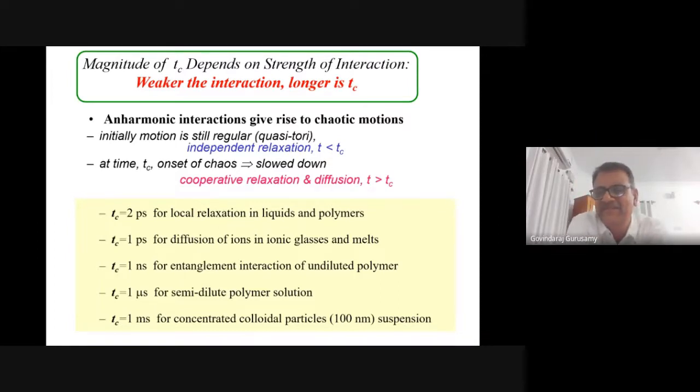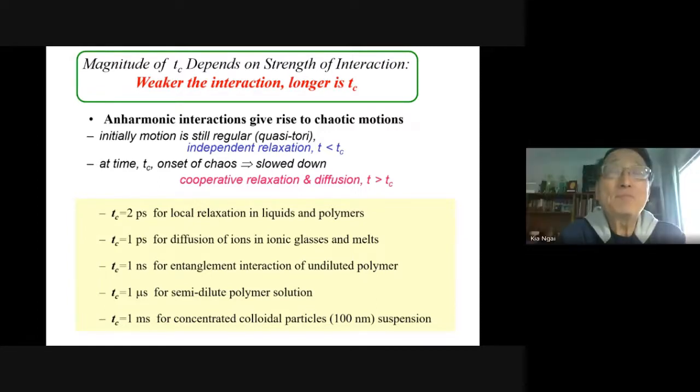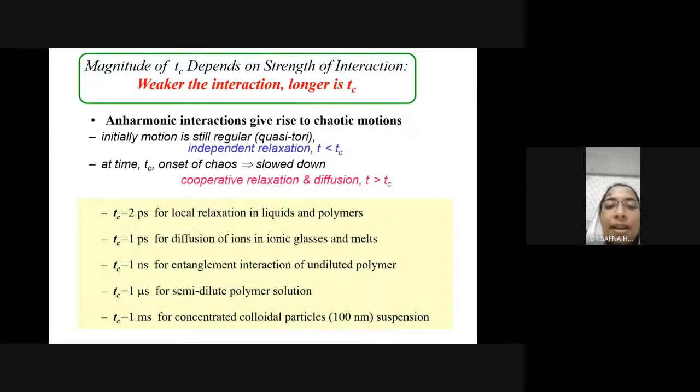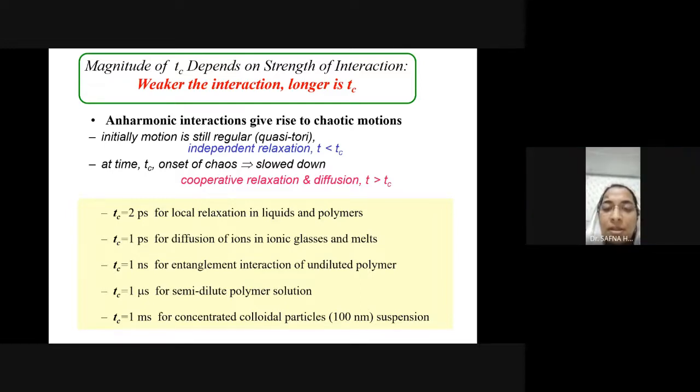Yes, sir. You have worked in ionic liquids and explained the diffusion of ions and the translational motion of ions, like in BMIM PF6. Did you ever notice the size of ions, either cation or anion, have an influence on this?